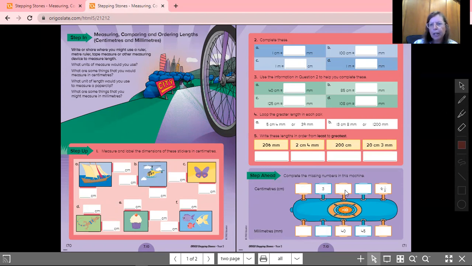So you're going to have to work out what is the number of centimetres coming in here that gives us 40 millimetres at the end. And what are these other numbers that we're missing here? Okay, have fun with that, and I'll see you tomorrow.